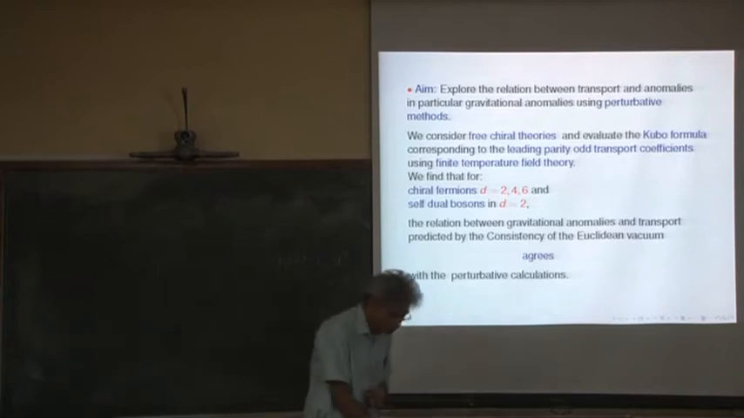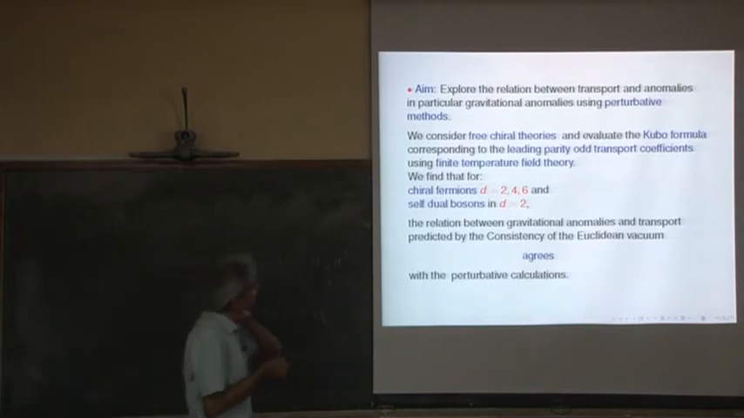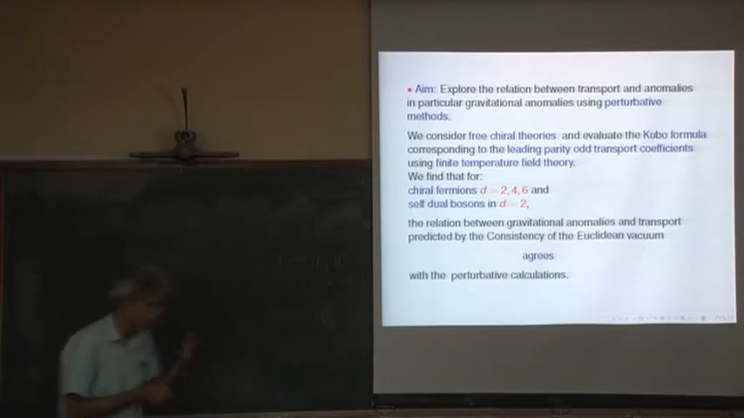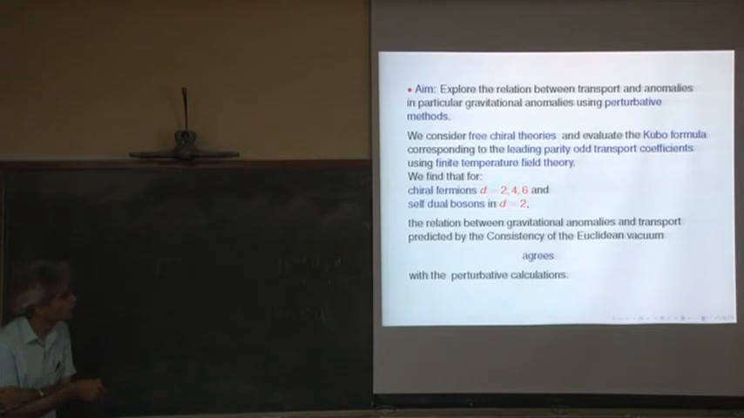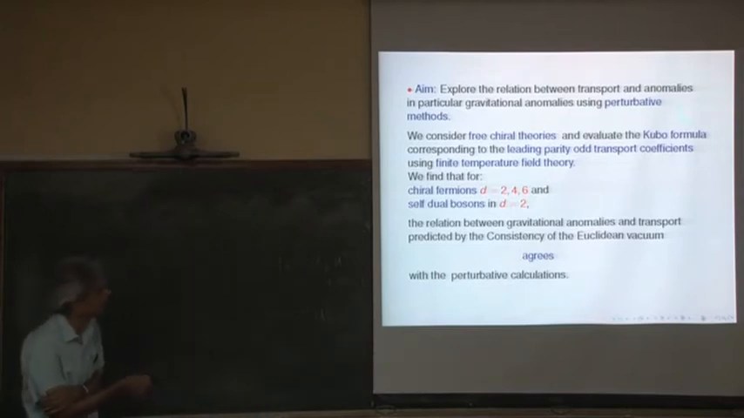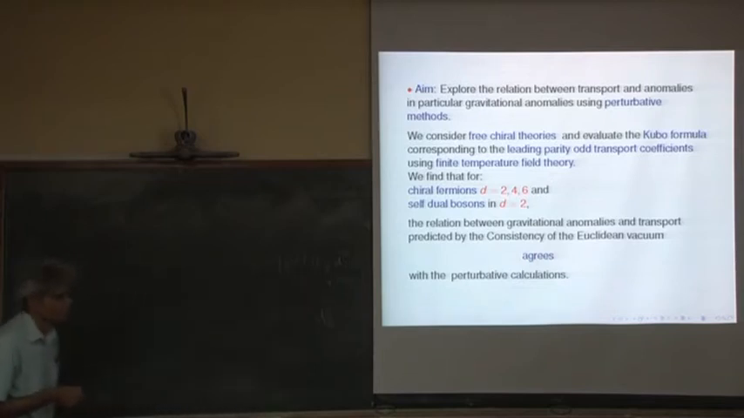So what's our aim here? This is the background given. The aim is to explore this relationship between the transport and anomalies, and in particular the gravitational anomaly, because that seems to be the thing which is a little non-trivial, using perturbative methods, which I will outline soon. So we consider free chiral theories, like free chiral fermions, and evaluate Kubo formulas for these transport coefficients, using finite temperature field theory.